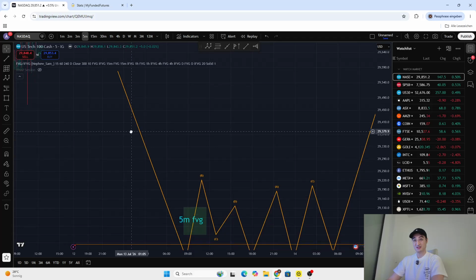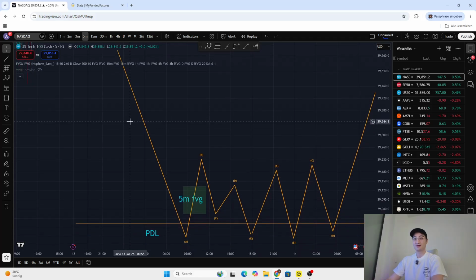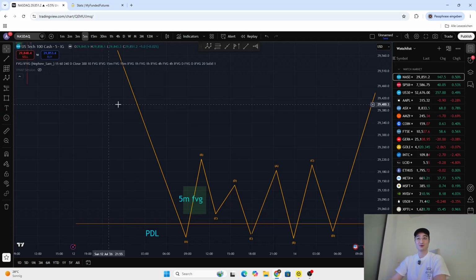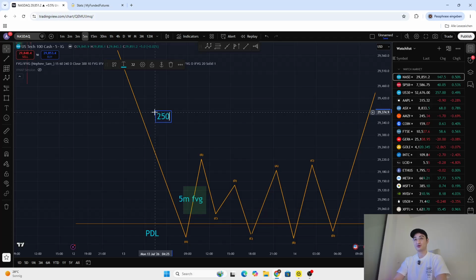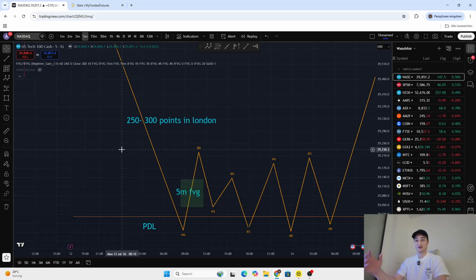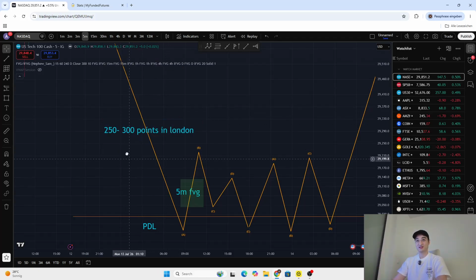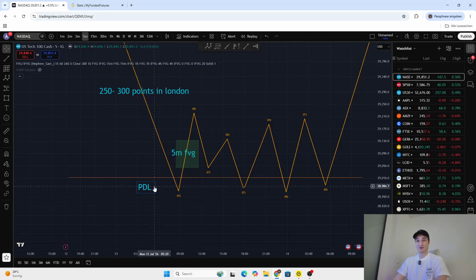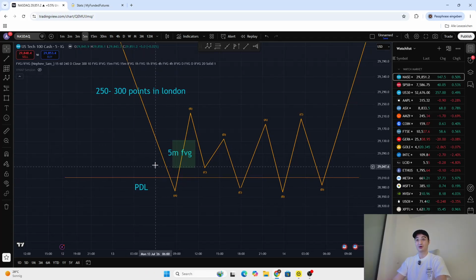And if this particular move is very consistent, and it has moved down, let's say, between 250 points to 300 points throughout the London session, right? If this move has already created 200 to 300 points throughout the London session, this is quite a strong momentum move. And even if it takes out this important liquidity level, you do not want to be associated with a reversal setup straight away.